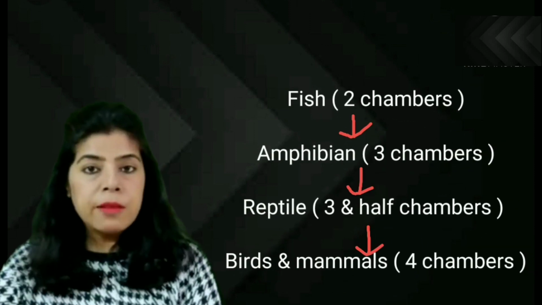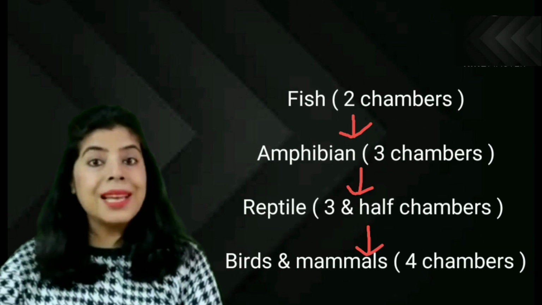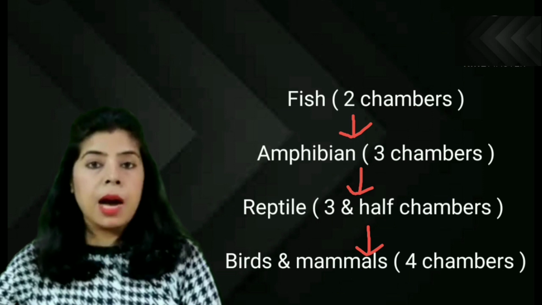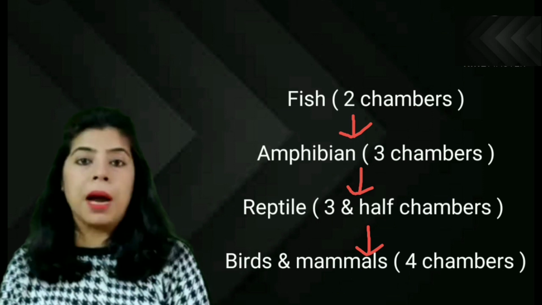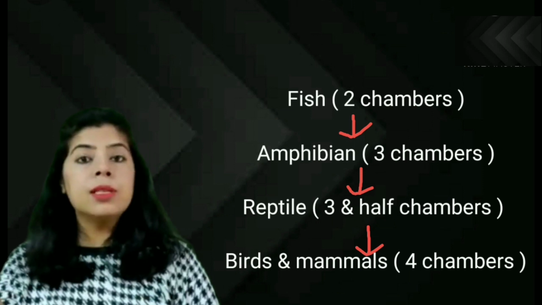So the birds and the mammals have four-chambered hearts, and no mixing is taking place. In this way, you see there is a pattern of how the heart has evolved from the fishes, according to the nature of their living and the environment where they are living: from two chambers, then three chambers, then partially divided chambers in the reptiles, and a completely four-chambered heart in the case of birds and mammals. This is a very important part which you should understand, how the circulatory system has evolved from fishes to mammals.